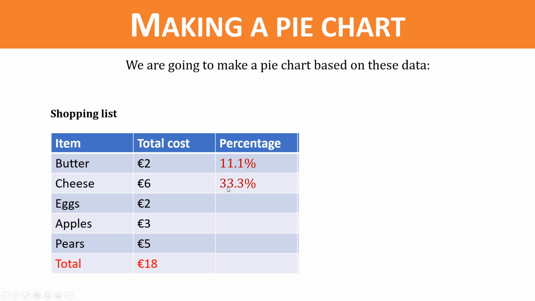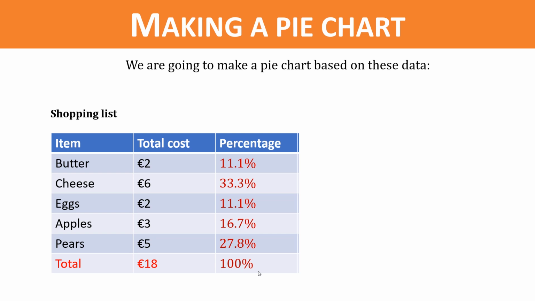And we can calculate each percentage in this way. Or we can take some shortcuts. Eggs and butter have the same cost, so they represent the same percentage. The cost of apples is 3 out of 18, 3 over 18, so that's 1 over 6. So that's 0.1666 repeating, so that's about 16.7%. And the pears cost the same as the eggs and the apples combined, so we can add the percentages as well. And now, of course, these percentages should add up to 100%, except perhaps for rounding errors.